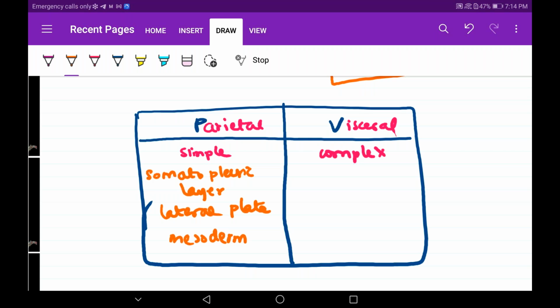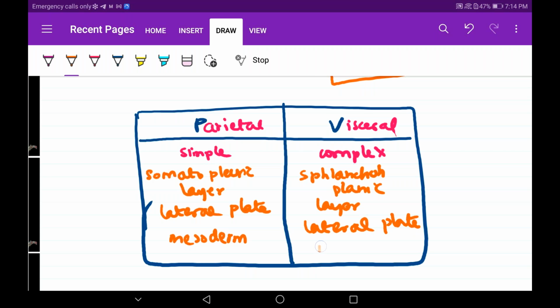If you see here, embryologically, this is derived from the splanchnopleuric. Oh, sorry for the mistake. Let's forget that. Splanchnopleuric layer of lateral plate mesoderm. Did you understand the two points?